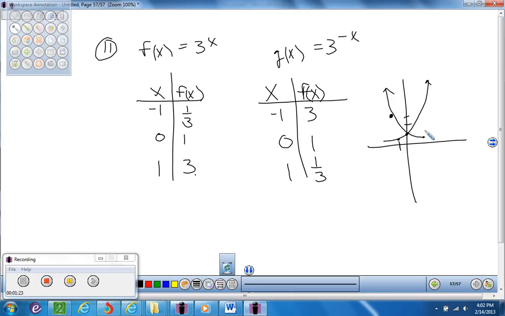So if you notice this, basically what's happened is we've reflected over the y-axis. So for this, we reflected over the y-axis.